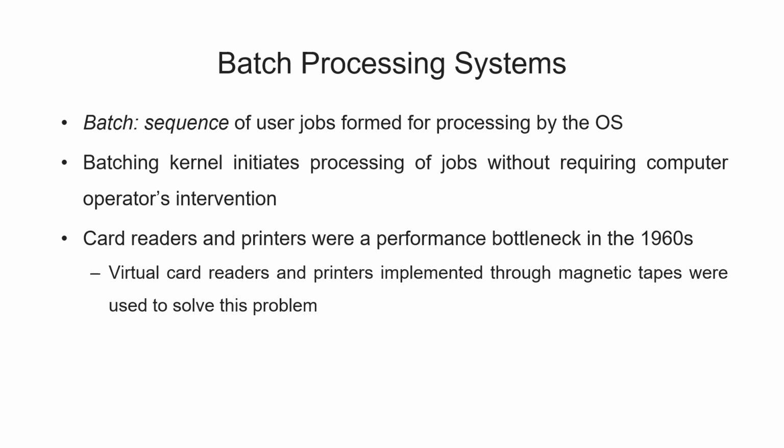First, whatever user jobs there are will be recorded onto the magnetic tape using a less powerful and cheaper computer. After that it will be processed. Once processing is done, the result will be stored onto another magnetic tape. If required, the document will be printed, or it will be released to the user. So this is the operation behind the batch processing system.